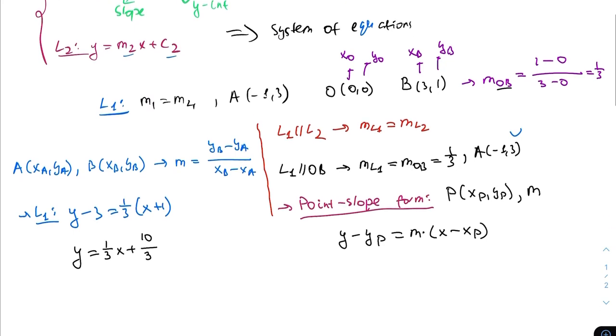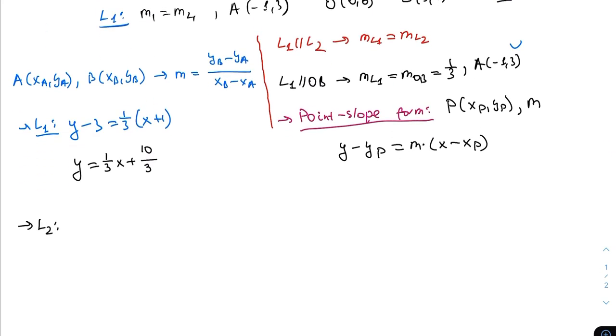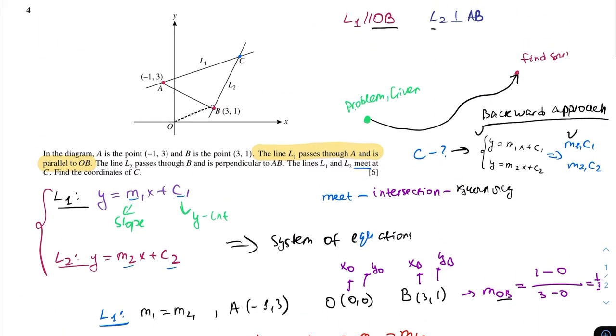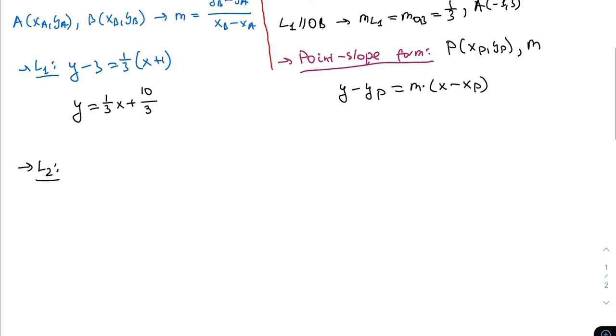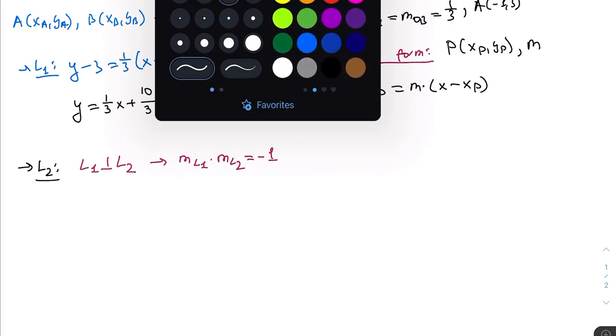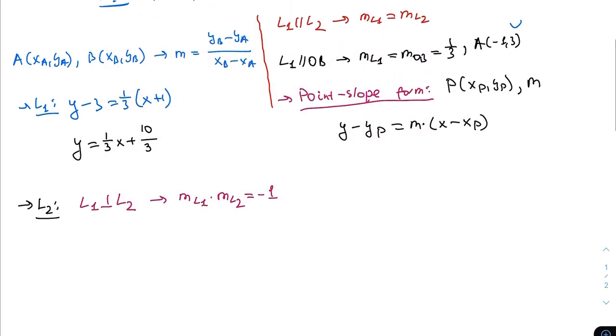So my job is to find L2 next. Okay, for L2, what do I know? I know that L2 is perpendicular to AB. Let me give you a hint. If one line is perpendicular to the next line, their slopes have the following relation, guys. Again, I will try to prove it in a separate video, but for now, let's use the fact. It means that the slope of L2 times the slope of AB is minus 1.